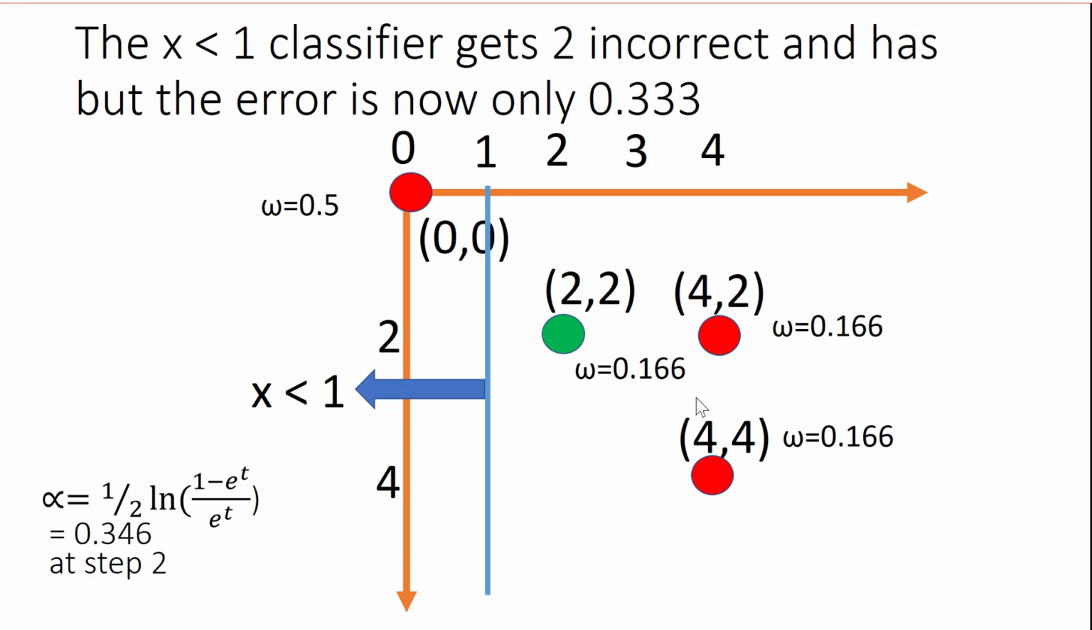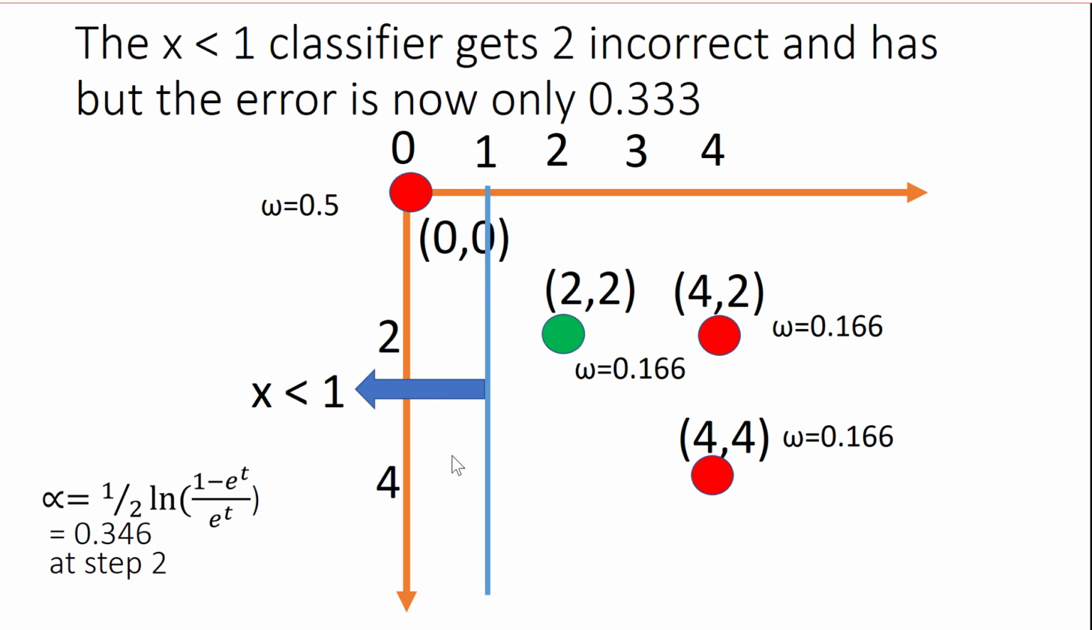So the total error now is 0.33. We plug that in to here, and we get the log of 2 and a half of that, and it's 0.346. So now this one, which had an alpha before of 0, gets an alpha of 0.346.